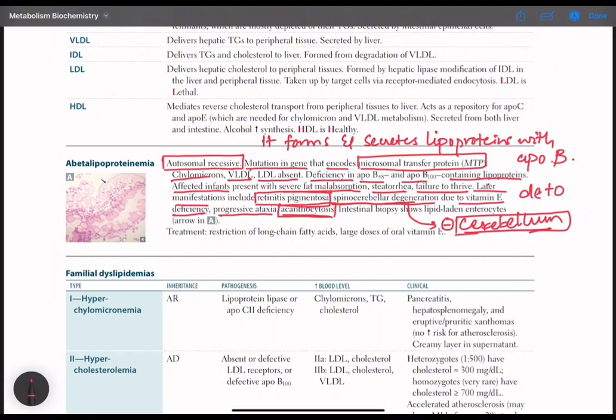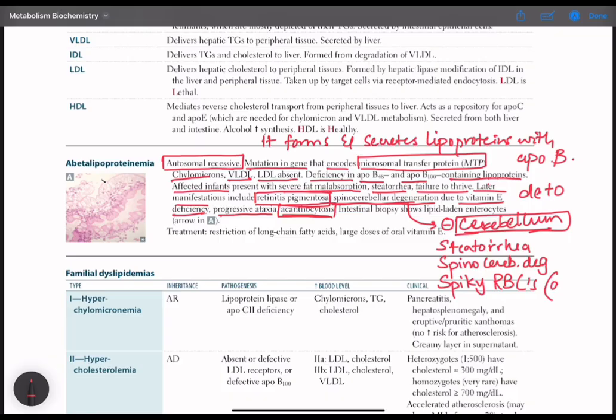The symptoms are simple, remembered by 3S of Abetalipoproteinemia. The 3 S's are steatorrhea, spinocerebellar degeneration leading to ataxia, as well as spiky RBCs, also known as acanthocytes. So the intestinal biopsy will show lipid-laden enterocytes shown in arrow A.